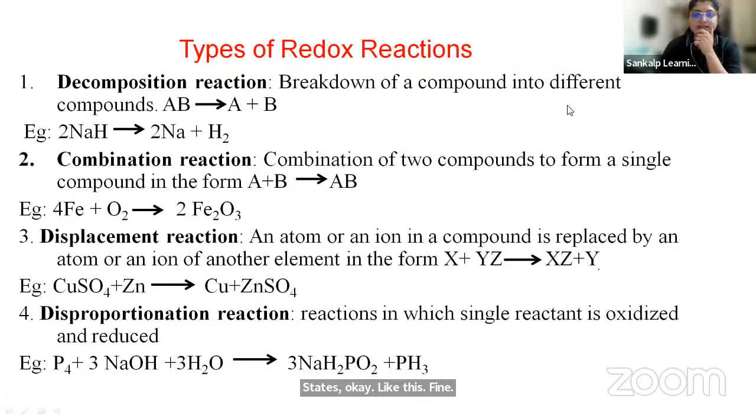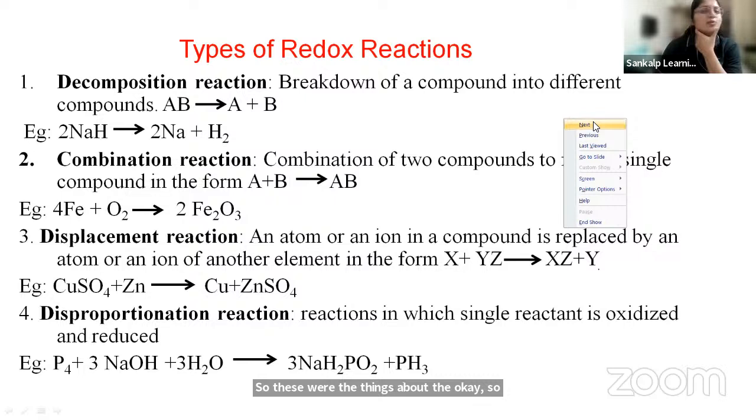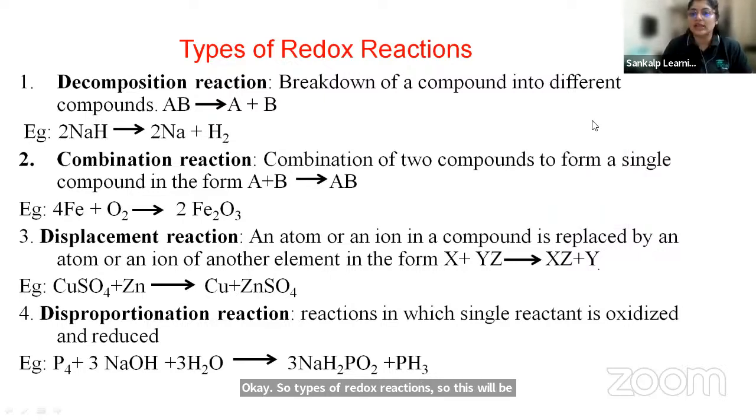So we have solved many more examples. Types of redox reactions will be dealt with in the next class, in the coming week. Any doubts in any of the previous slides? Students, any doubts regarding the oxidation number? If you have any doubts, you can ask me in the chat box.